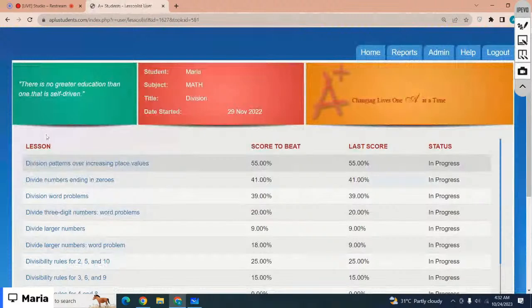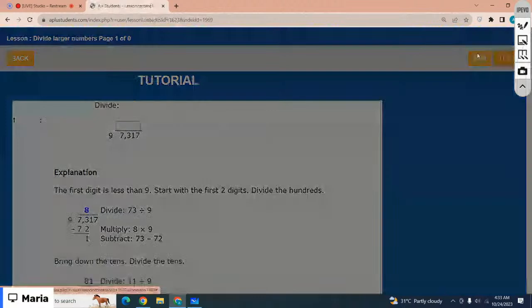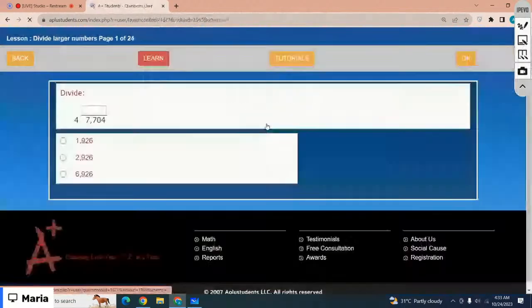The next lesson is divide 3-digit number word problems, which you can do on your own. The next one is divide larger numbers. Larger numbers means 3 or 4-digit numbers, right? How do we divide them? Basically, you can divide them by using the long division method, right? Let's do this one. 7,704 divided by 4.